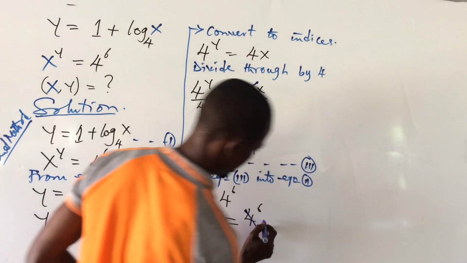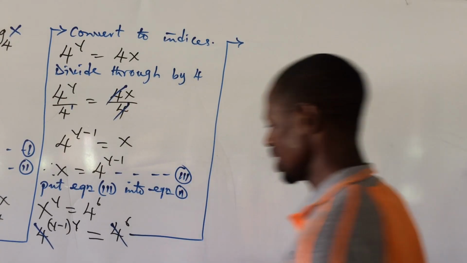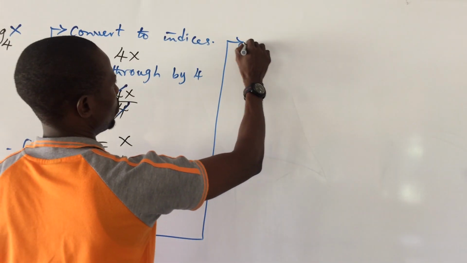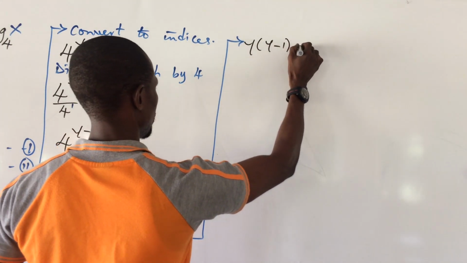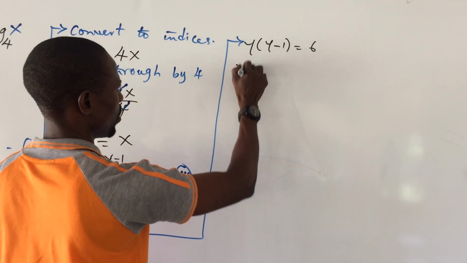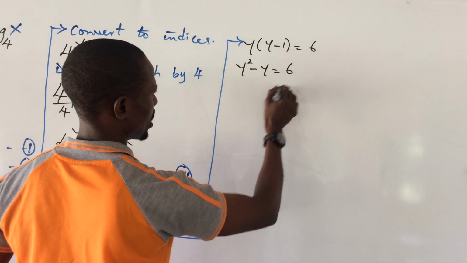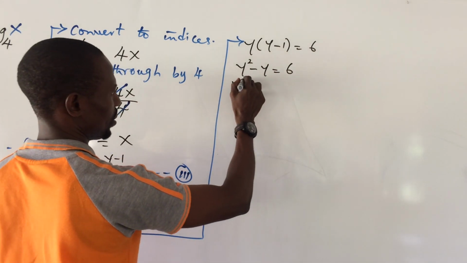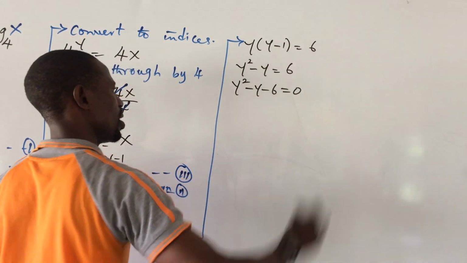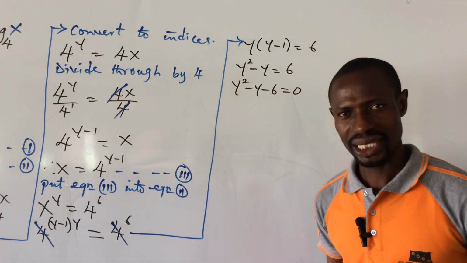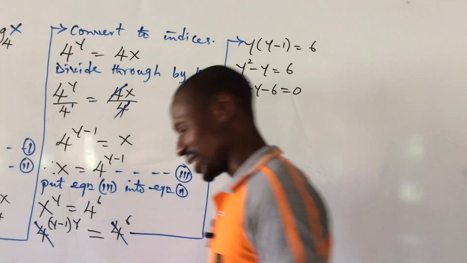So from here, let's proceed again. The exponent we have here is y bracket y minus 1 equal to 6. Open up to give us y squared minus y equal to 6. Move this to the left hand side to give you y squared minus y minus 6 equal to 0. This is a quadratic equation. So we can solve this quadratically by using the factorization method.